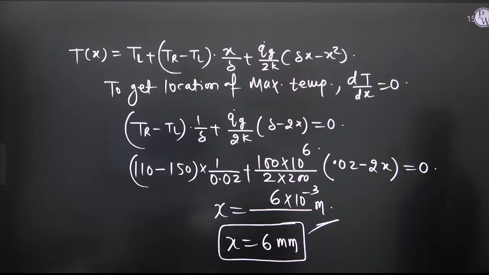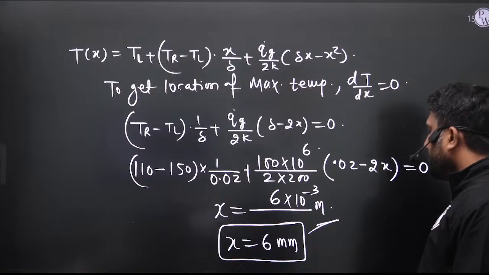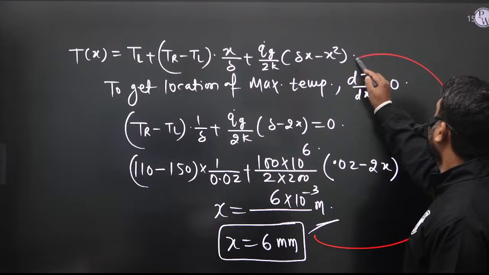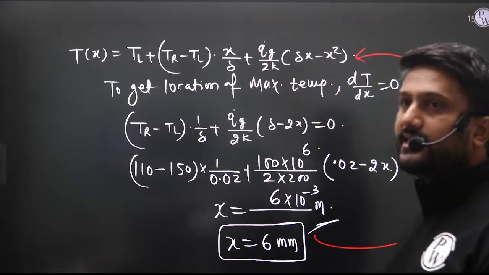Can you calculate the maximum temperature? If in the same problem maximum temperature is asked, yes, we can calculate it. Put x is equal to 6 mm in the temperature variation expression. So at x is equal to 6 mm, T becomes T max. So you can find out the maximum temperature also.